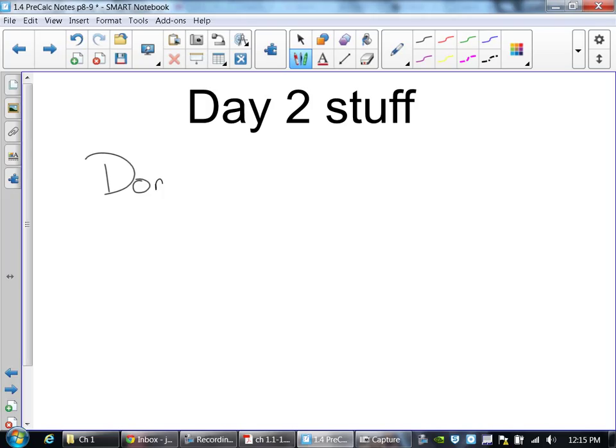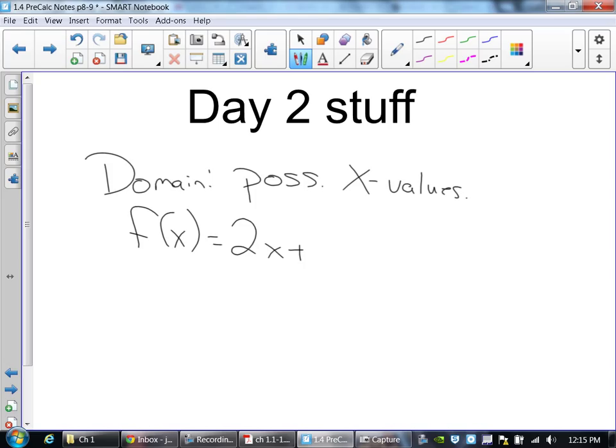Your domain is your possible x values. It's easier to figure out where the domain is restricted sometimes than it is to try to worry about where the domain is at. What I mean by that is, if I'm looking at a function like this, f of x is 2x plus 1.